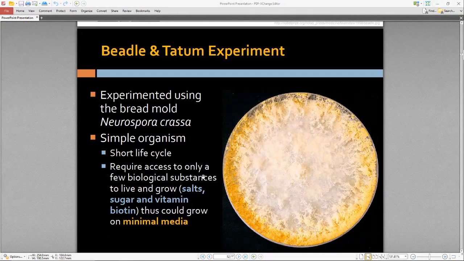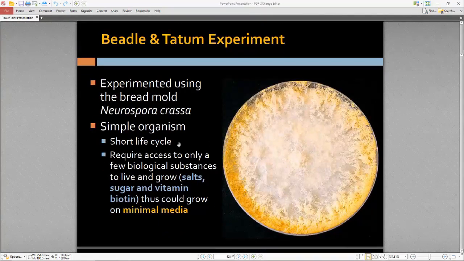This is the experiment. They experimented using the bread mold Neurospora crassa. It's a very simple organism, has a short life cycle, and only requires access to a few biological substances to live and grow. It could therefore grow on something called minimal media.